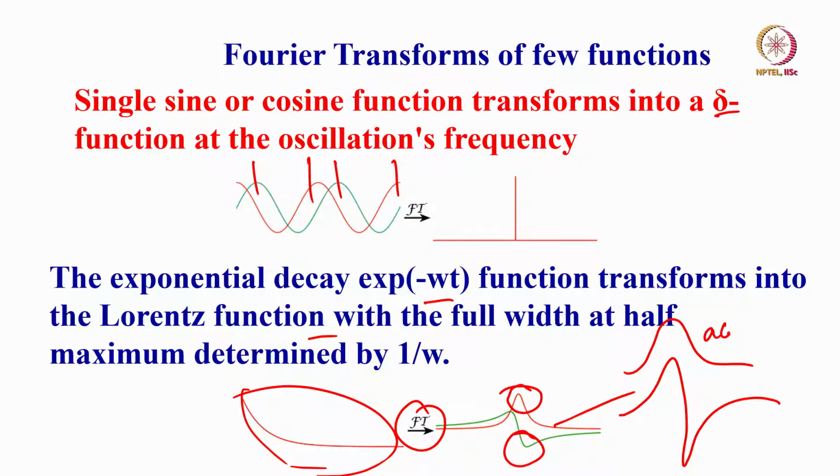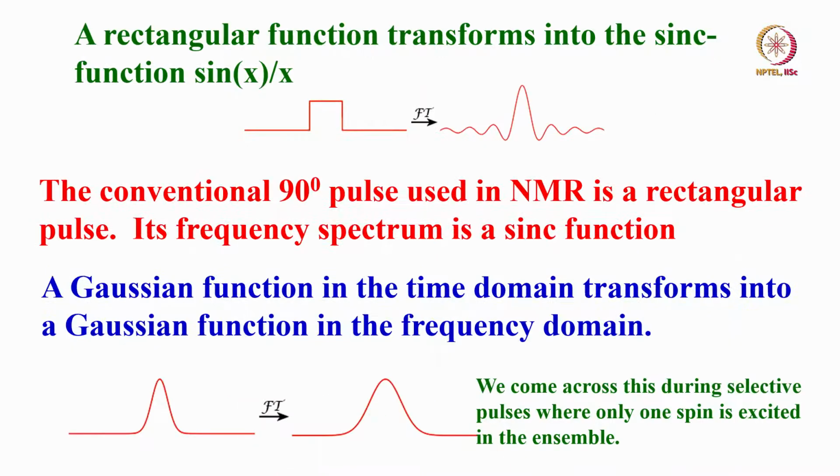This is the imaginary part, the dispersive component of the Fourier transformation. And of course, the rectangular function we discussed comes out as a sinc function, sin c by c. You will come across this when you are trying to do the NMR experiment.